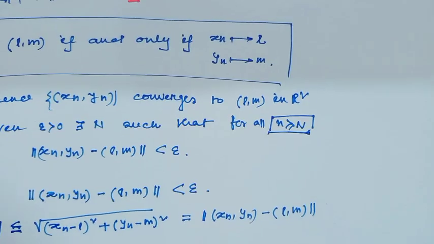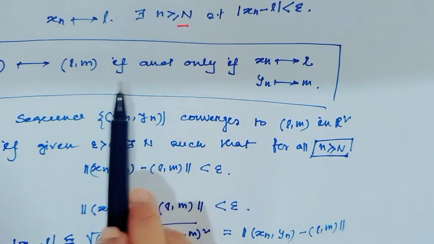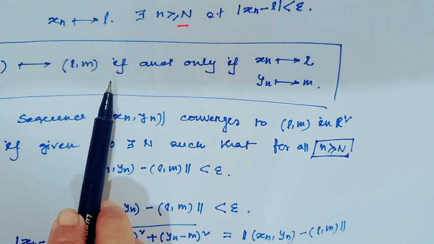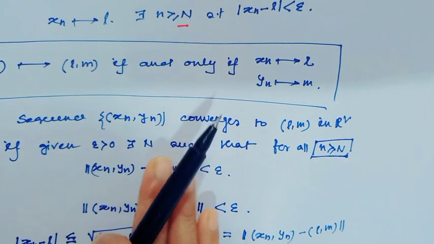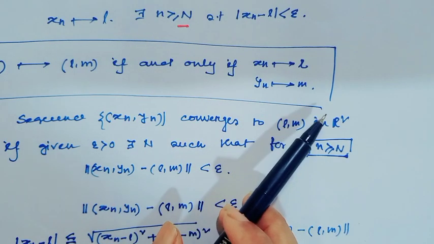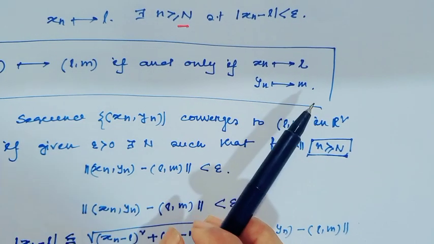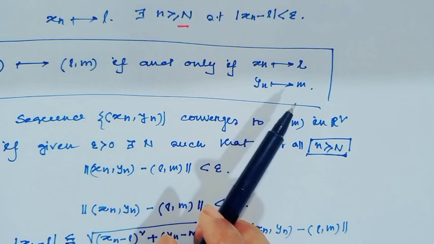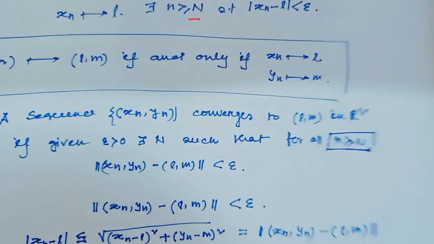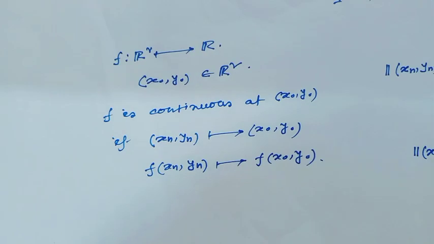Therefore, (xn, yn) goes to (L, M) means, on one side, xn goes to L and yn goes to M. Conversely, xn goes to L, yn goes to M means (xn, yn) goes to (L, M). Have you understood this proof? Okay. Now, what is continuity?